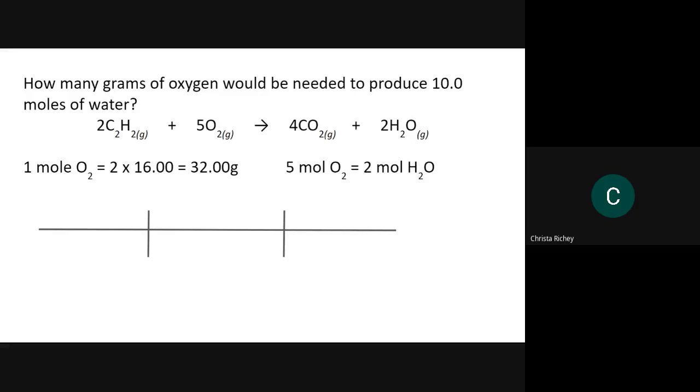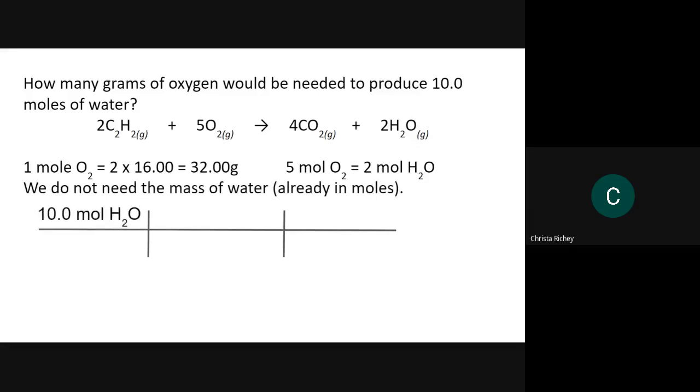And then I went ahead and wrote my mole ratio. It's just the coefficient. So the 5 is in front of the oxygen and the 2 is in front of the water. Those are the only 2 numbers that I'm going to use to switch between moles of different substances. Once again, I don't have to calculate the mass of water because the problem doesn't talk about the mass of water. It just cuts out a step. Wait and let you guys catch up. This goes here.